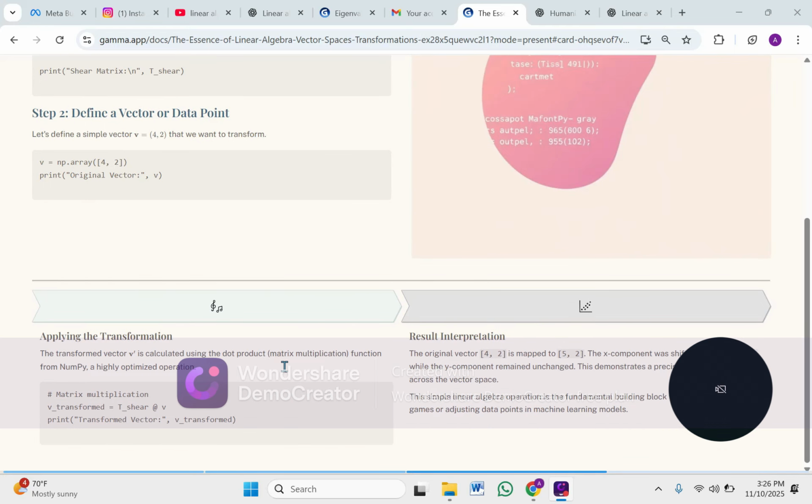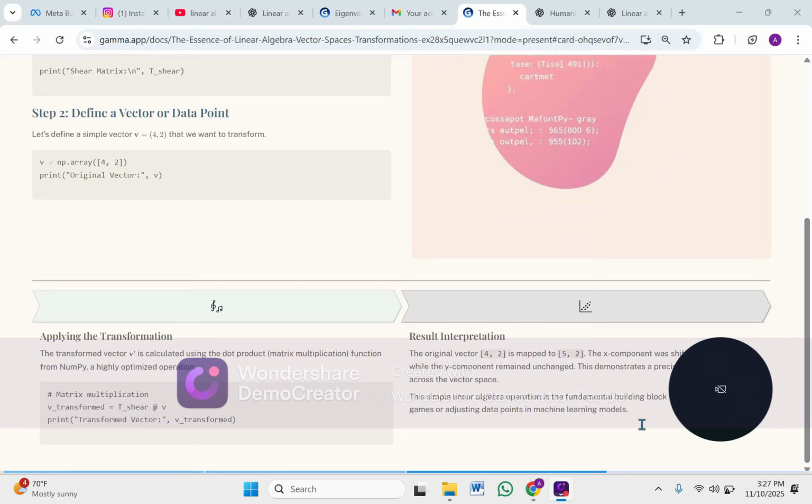After that, we apply the transformation, in which the transformed vector is calculated using the dot product function from NumPy, a highly optimized operation. At last, the result interprets where the original vector, 4 comma 2, is mapped to 5 comma 2. The x component was shifted while the y component remained unchanged. This demonstrates a precise, predictable change across the vector space.